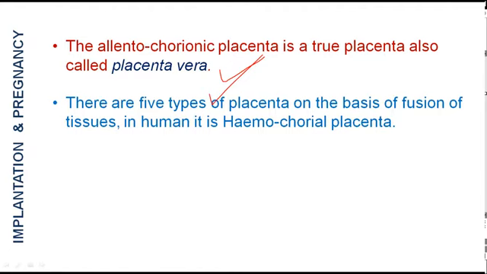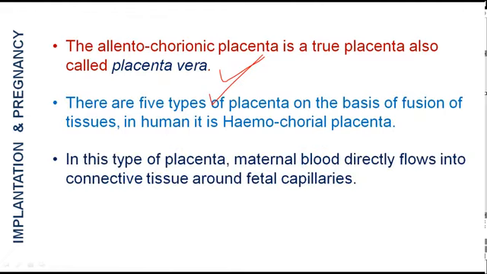Now, on the basis of the fusion of fetal tissue with maternal tissue, there are 5 types of placenta, and women have hemochorial placenta. It is 4th type. 5th type is endothelial placenta. In this type of placenta, maternal blood directly flows into connective tissue around fetal capillaries.